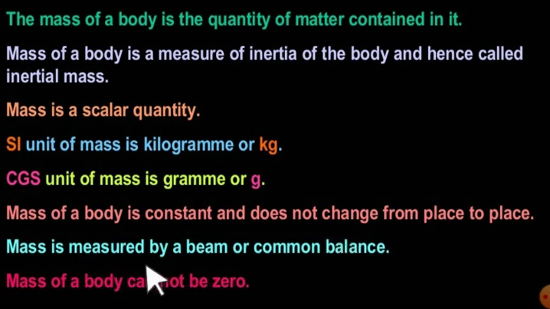It can be measured by a beam balance or a common balance. That common balance is what I showed you in the previous slide. The mass of a body can never be equal to 0, but this will be different in the case of weight. Mass can never be a zero quantity. Mass is a scalar quantity. It is independent of the position of that mass. Wherever it is, the mass of the body will remain constant.